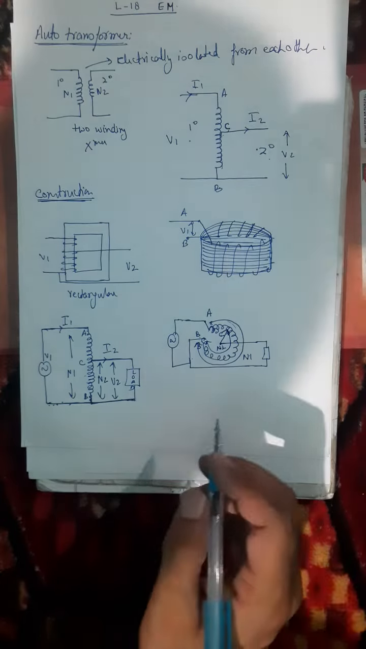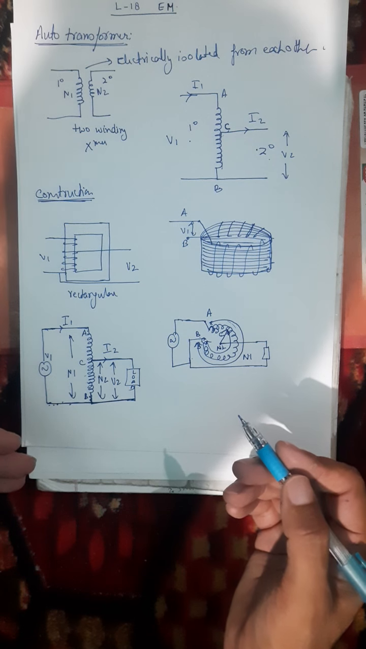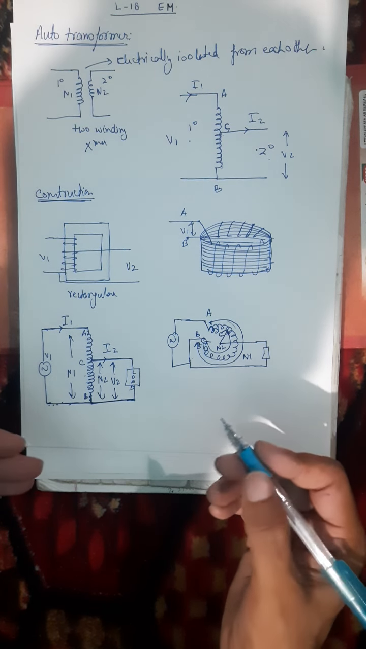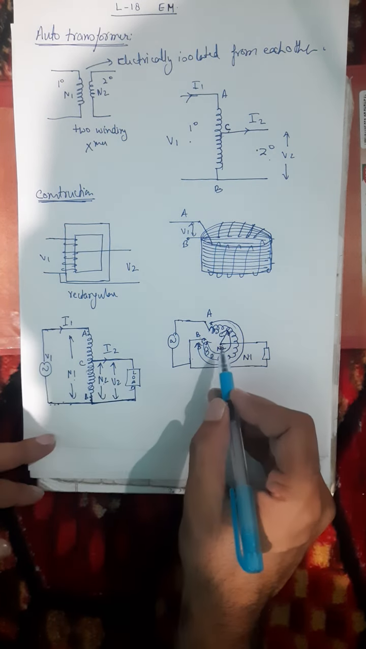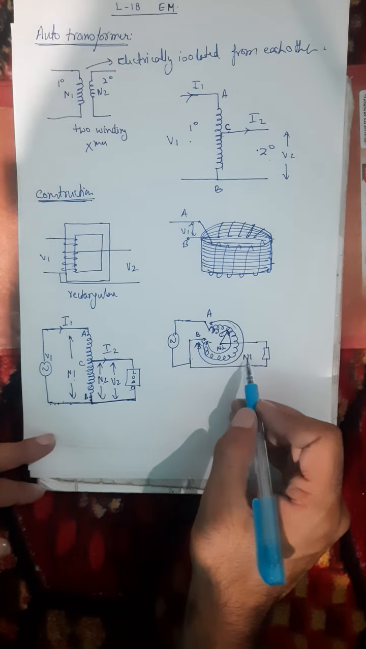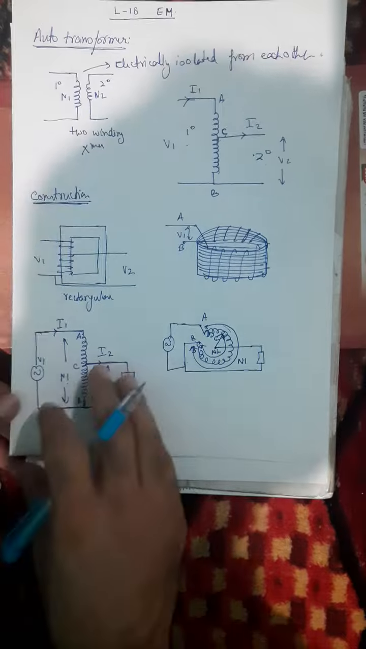Okay. So when the number of turns on the secondary side is less than the number of turns on the primary side, the auto transformer works as a step down transformer. Here N2 is less than N1, so it is a step down transformer. Here also N2 is less than N1, so it is a step down auto transformer. Got it? Let me draw this diagram again on the next page, because I want to explain the working of the auto transformer. The working of the auto transformer is almost similar to the working of the normal transformer. Okay, so I have a transformer here.